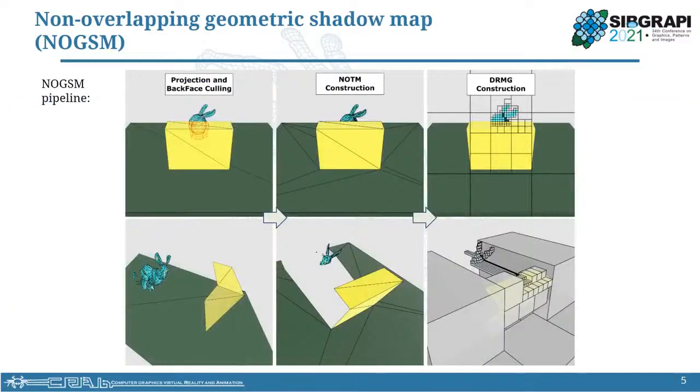The construction of the NOTM occurs in a pre-processing phase that consists of three steps. The first step is projecting the scene into the viewplane of a camera that is placed at the light position, and points in the same direction as the main direction of the light. The backface triangles are then removed.